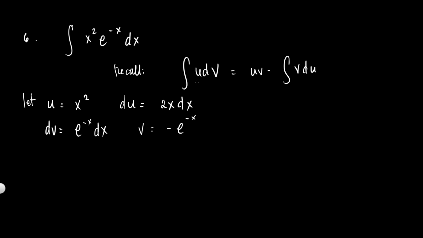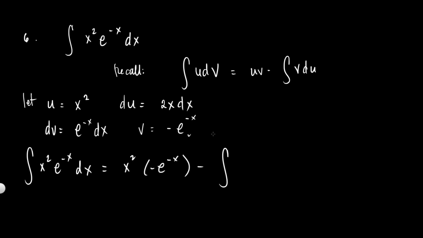Okay, then, substitute here in our formula. So, integration by parts. Okay, so we have the integral of x squared e to the minus x dx equals uv. U is x squared. V is negative e raised to minus x, minus the integral of v, which is minus e raised to minus x, and du is 2x dx. Okay? So, we have negative x squared e raised to minus x minus minus, so plus.